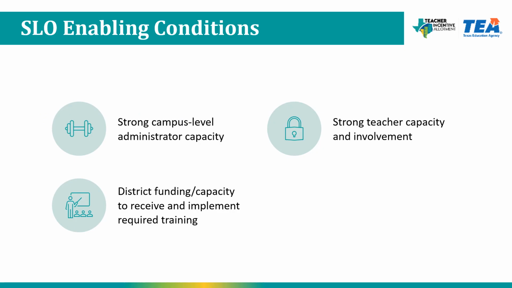The enabling conditions for student learning objectives include strong campus-level administrator capacity. Campus-level administrators are highly involved in the process. Going hand in hand with these strong campus-level administrators are going to be strong teachers. So we need strong teacher capacity and involvement. Teachers really formulate this process every step of the way. So having their capacity is going to be vital.